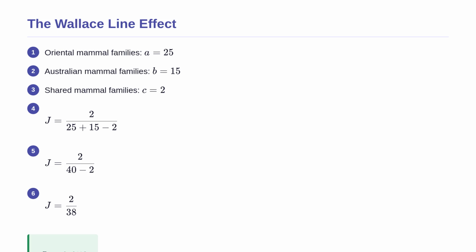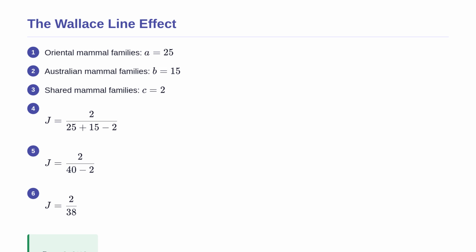Armed with our proven formula, let us look at two realms that are geographically close but separated by a deep ocean trench. We are given 25 mammal families in the Oriental realm, so A is 25. The Australian realm has 15, so B is 15. Because of Wallace's line, they only share 2 families, meaning C is 2. We apply the Jacquard index to quantify the barrier effect of this ocean trench.